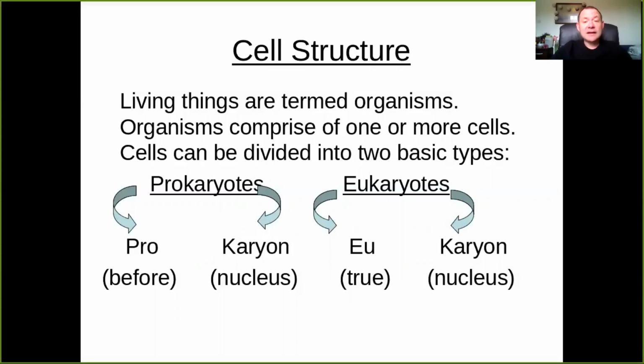Cells can be divided into two basic types, the prokaryotes and the eukaryotes. This is from the Greek, by the way. Prokaryotes derives from prokaryon, which means before nucleus. Prokaryotes do not have a nucleus. And then there are eukaryotes. Eukaryotes, eukaryon, means true nucleus. All eukaryotes do have a nucleus. So the bacteria are prokaryotes. Animal and plant cells, amongst others, are eukaryotes.